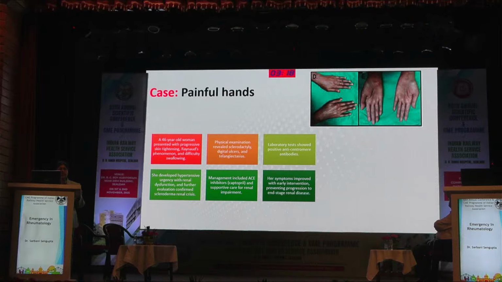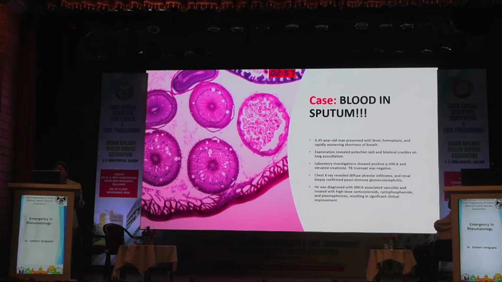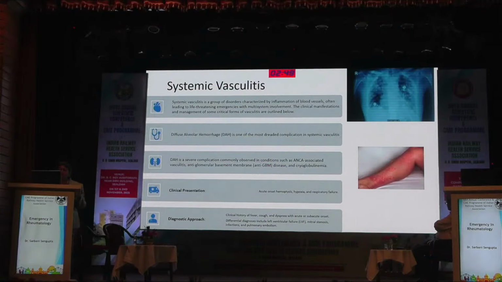Now, painful hands. Many patients of systemic sclerosis come to us with painful hands due to Raynaud's phenomenon. But what is most critical is that acute ischemia may cause amputation. Now, patients get admitted with hemoptysis, or blood in sputum. A middle-aged man with hemoptysis is admitted with petechial rashes all over the limbs and body.